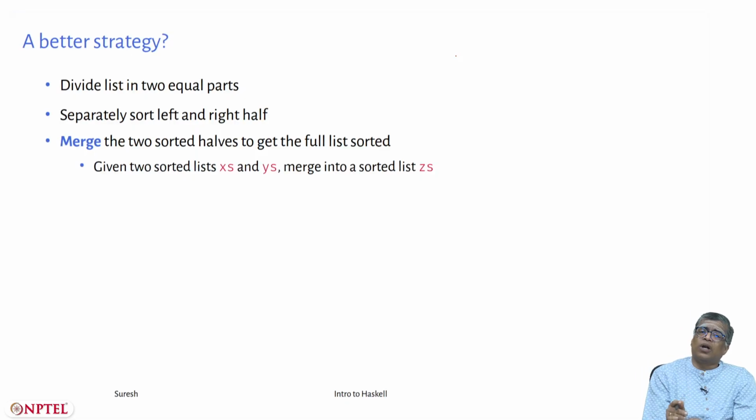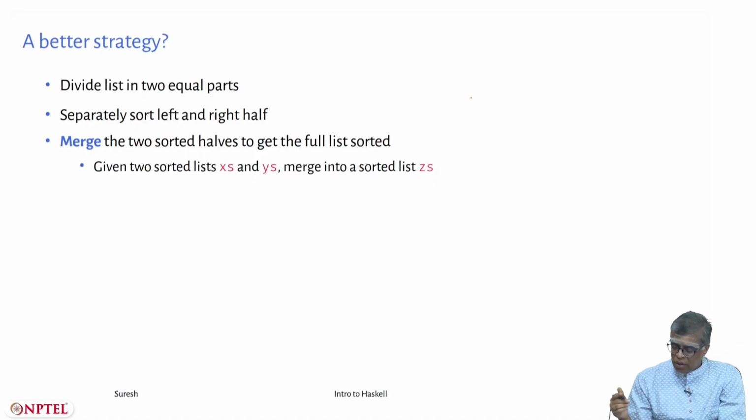So given two sorted lists x's and y's, merge into one sorted list z's. You can imagine that suppose you have two queues, one is a queue consisting of girls, another is a queue consisting of boys. Both queues are sorted by height. How would you merge the two queues into one? Okay, you have one queue, but it should still be sorted by height. What would you do?